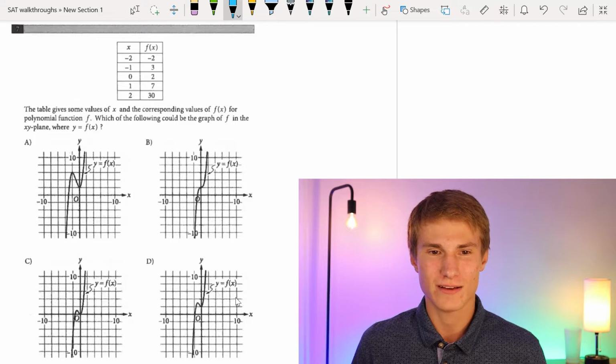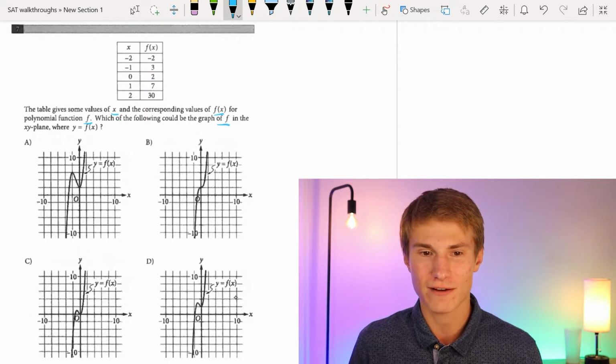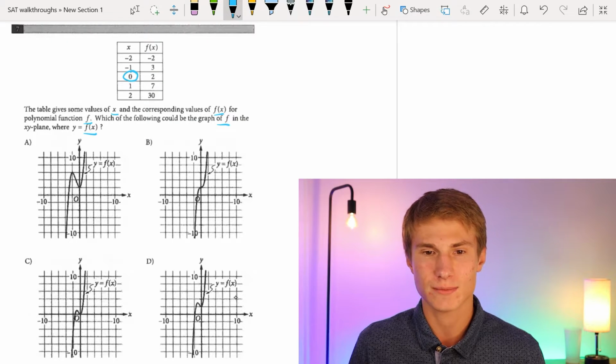All right, let's go ahead and do number 7. So number 7 says the table gives some values of x and the corresponding values of f of x for the polynomial function f. Which of the following could be the graph of f in the xy plane where y is equal to f of x? The first thing I'm going to do is check my y-intercept. My y-intercept is where x is 0, and I see that my y-intercept then must be at 2.